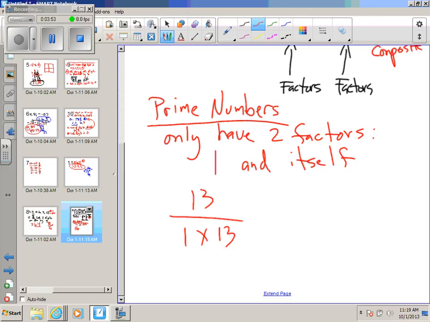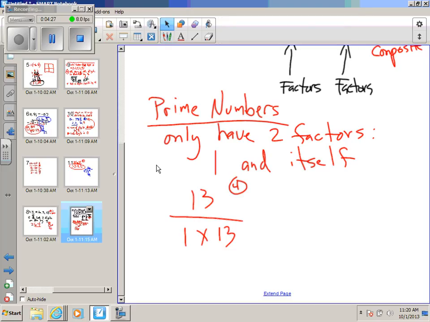Is 13 divisible by 2? Is it even? No. The sum of the digits, 1 plus 3, is 4. Is that divisible by 3? No. Is 13 divisible by 4? No. Is this a 5 or a 0? No. Was it divisible by 2 and 3? So it's not divisible by 6. How about 9? Is 4 divisible by 9? No. Does it end in a 0? No. So, therefore, I wasn't able to find any other matches. Therefore, 13 would be a prime number.